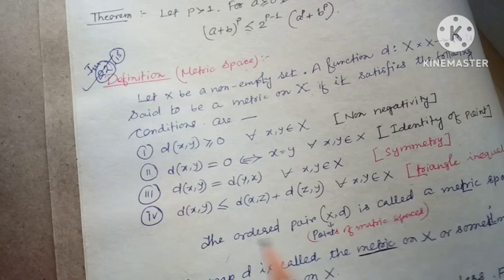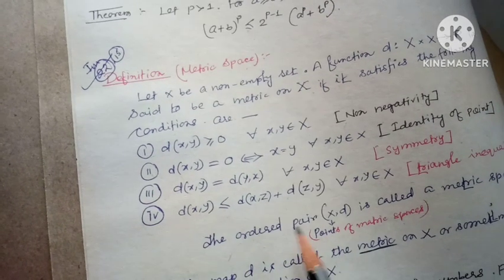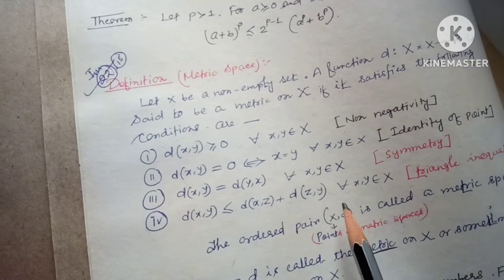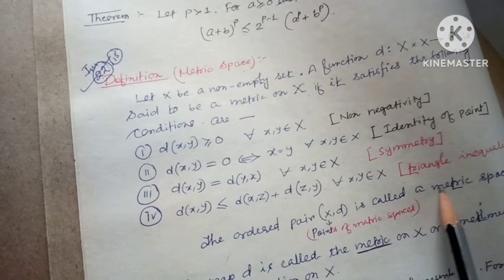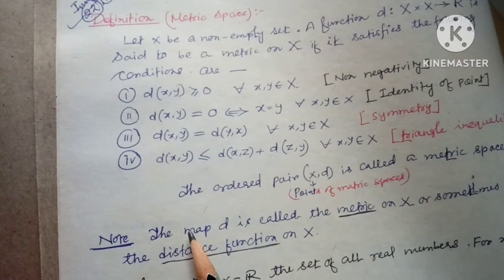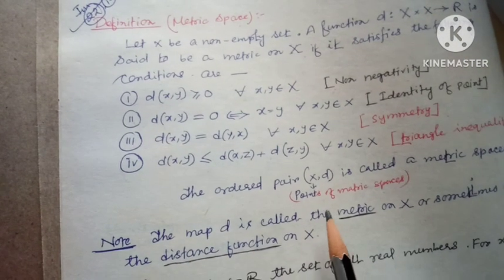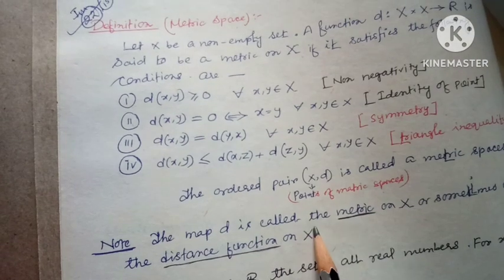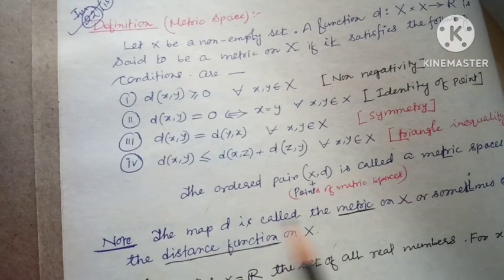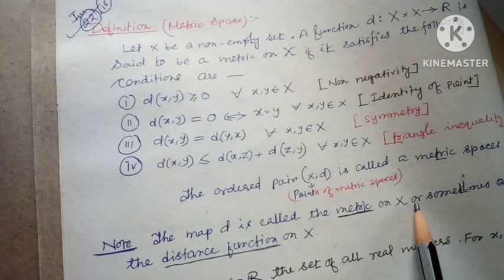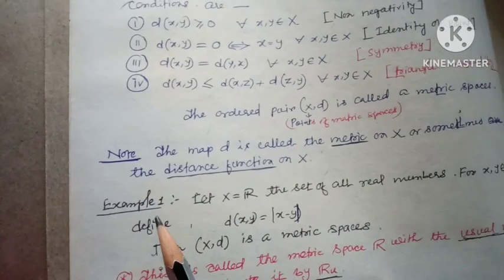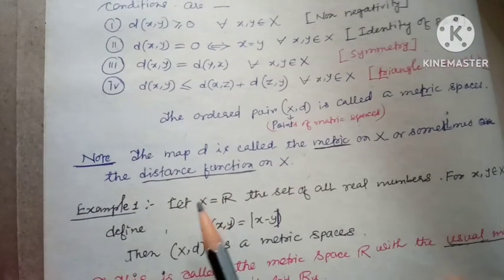The ordered pair (X, d), where X is a set of points of a metric space and d is a distance function, is called a metric space. Note: the map d is called the metric on X and sometimes is called the distance function of X. Metric আৰু on X and sometimes ইয়াক কোৱা হয় distance function of X.